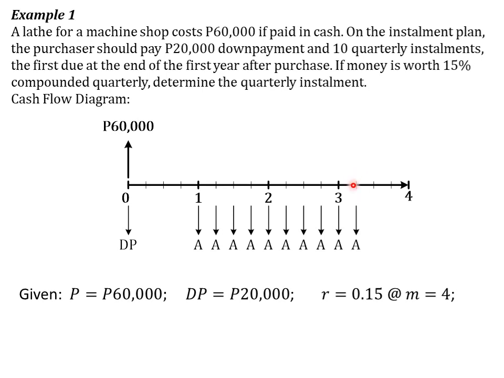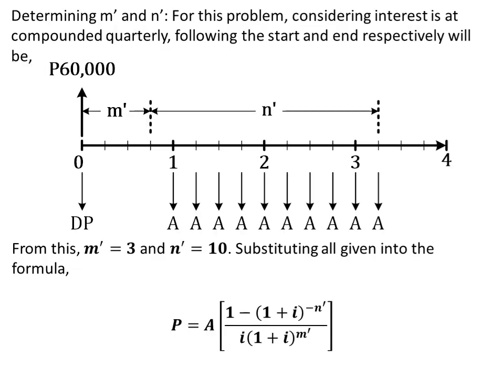Okay, so if we're going to look at the given, you have again the price of the machine. You have 60,000. You have the down payment 20,000. And the interest rate of 15% compounded quarterly. Now, everything is given. So, we can just directly substitute all data in the formula.